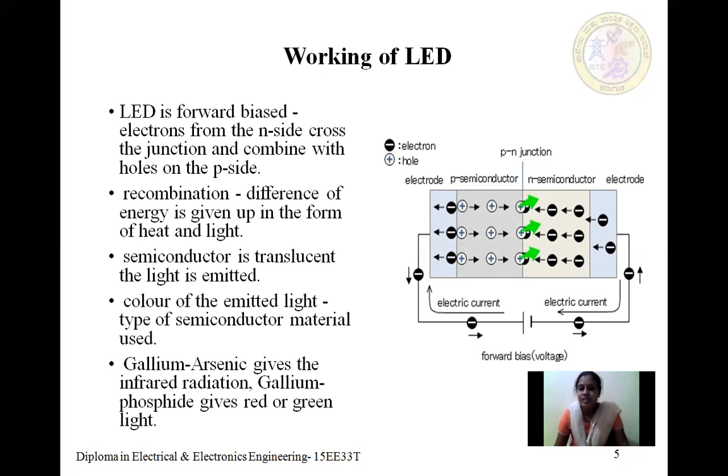This semiconductor is translucent. When the semiconductor is translucent, light will be emitted here. This emitted light, the green light you are seeing, is emitted here. The color of the emitted light depends upon the type of semiconductor material used. Normally, gallium arsenide gives infrared radiation and gallium phosphide gives red or green color light here. This is the working of an LED.